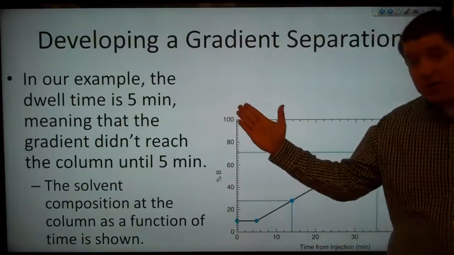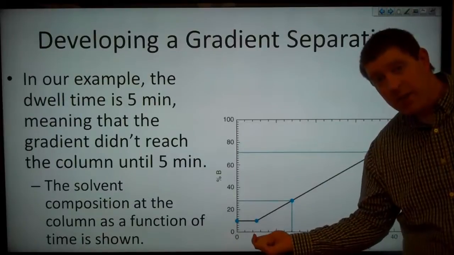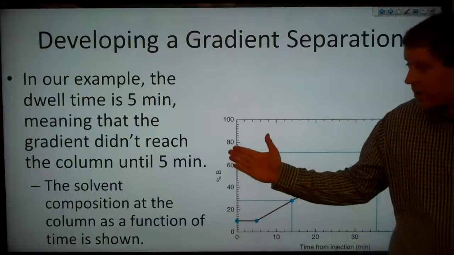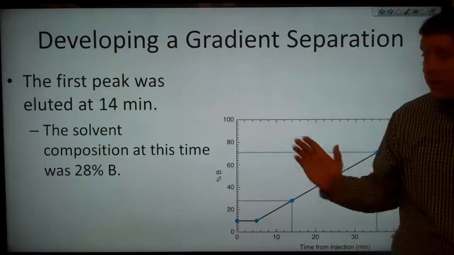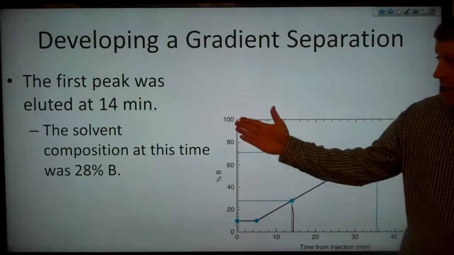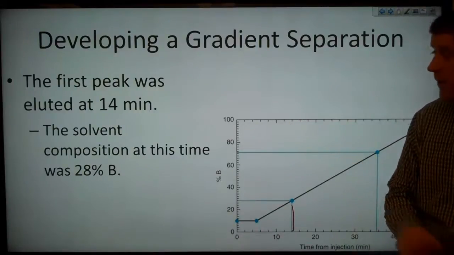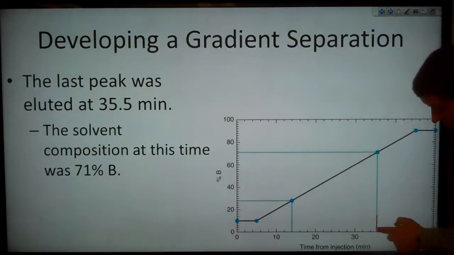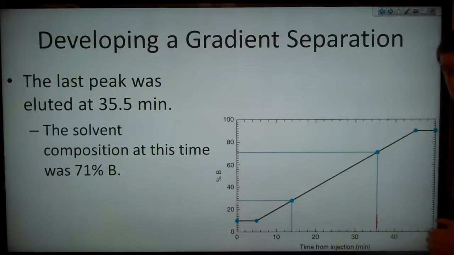In our example, the dwell time is 5 minutes, which means that after we've changed the solvent composition, it's 5 minutes before the column actually sees that gradient. The solvent composition at the column as a function of time is shown here. The first peak was eluted at 14 minutes, which was there. At that point, the solvent composition was 28% B. And the last peak was eluted at 35.5 minutes, which is over here, and the solvent composition at this point is 71% B.